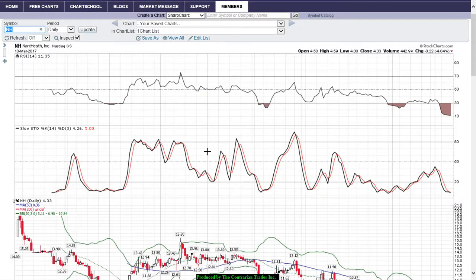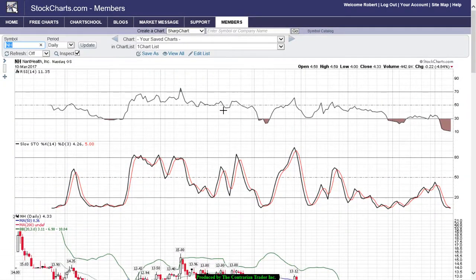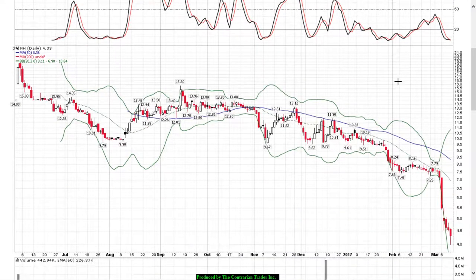Now we're going to segue into our extreme trades. First stock up is NH, Nant Health. RSI 11.35. For you folks reading Technical Analysis for Dummies, and it says that you should buy a stock when RSI goes down below 30, you'll go broke using that rule of thumb. Trust me when I tell you, a stock that trades below $5 per share can easily see RSI below 10.